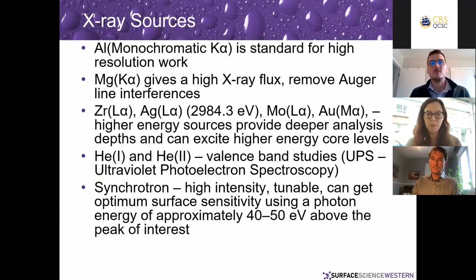I talked about the zirconium and silver sources, which are higher energies, so they're accessing deeper core lines, and electrons can escape from a deeper surface. So instead of analyzing a few nanometers, you may be down to 10 or 12 or 20 nanometers when you have the higher X-ray source. Helium-1 and helium-2 are used for ultraviolet photoelectron spectroscopy. And then you can go to a synchrotron and use their X-ray source to have a tunable source that allows you to optimize your surface sensitivity of the samples that you're looking at.